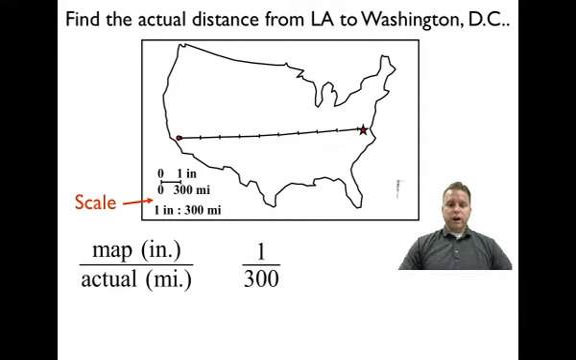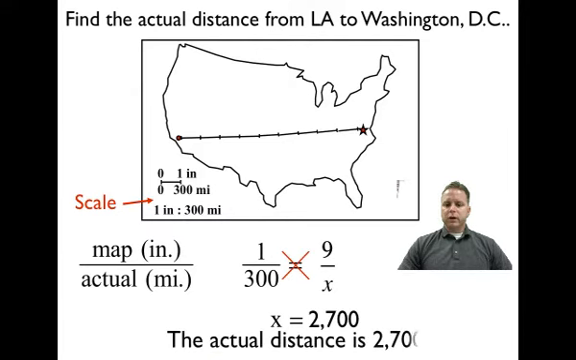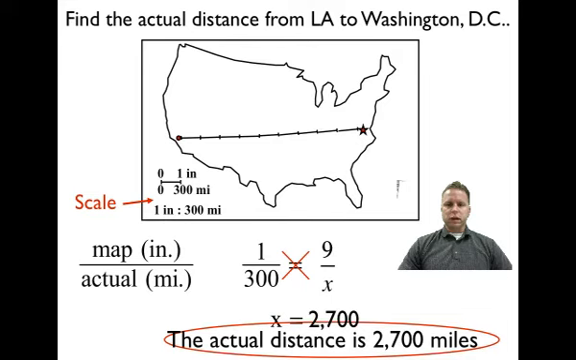Okay, so I've got 1 inch to 300 miles is equal to 9 inches to how many miles? Well, when we cross multiply, you'll get x, and 300 times 9 is 2700. Now, some of you may not be doing the cross multiplying, and I understand because you're really just multiplying 9 times 300. But I'm trying to show you the way that always works all of the time. So the actual distance is 2,700 miles away.